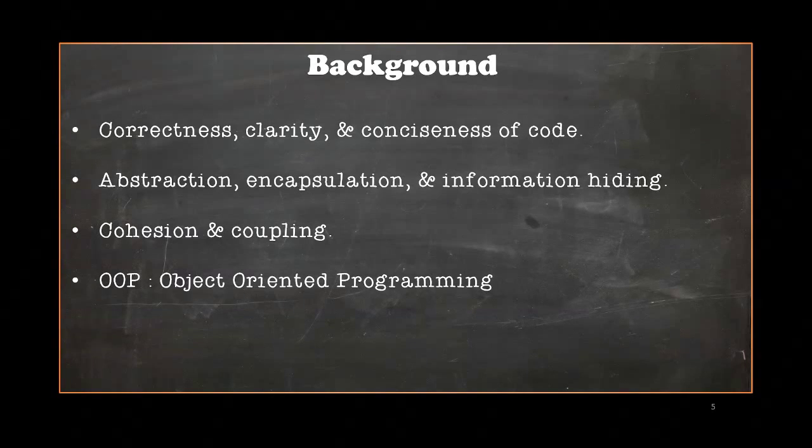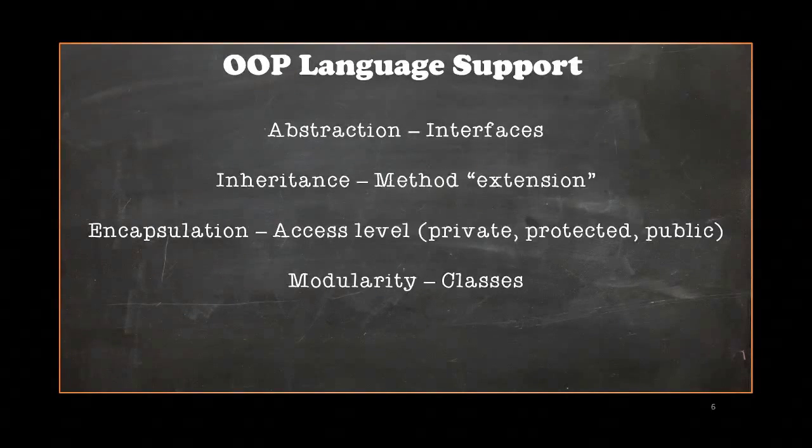Now, while object-oriented programming is not a prerequisite to using these principles, it does imply a certain amount of language level support. In our case today, I'll be using Java in my examples, but they can be used for just about any programming language. So specifically, what object-oriented programming language support do we have when we're talking about abstraction?